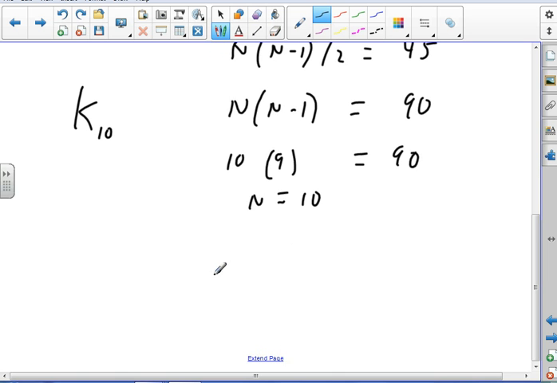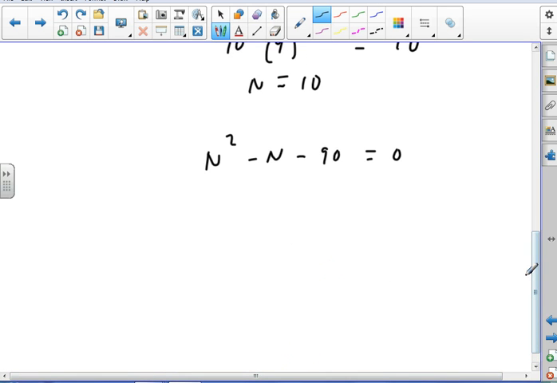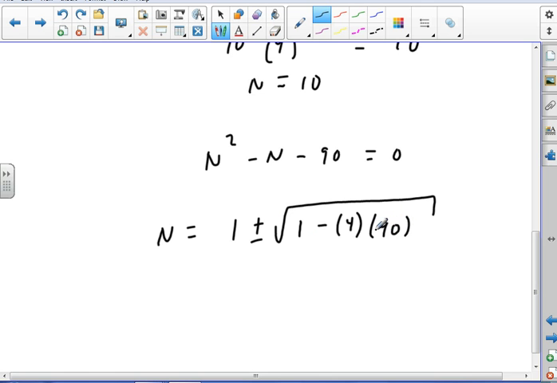Now I could have gone the other way. I could have said n squared minus n minus 90 is 0, and then used the quadratic formula, right? So n is equal to 1 plus or minus the square root of 1 minus 4 times negative 90, all divided by 2, right? I could do something like that.